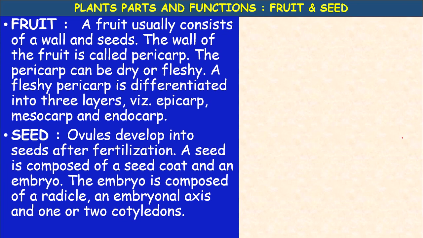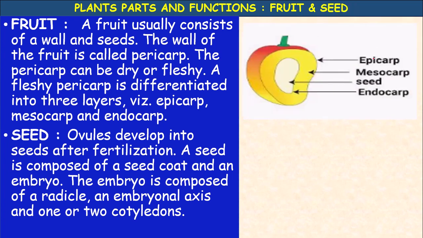The pericarp of a fleshy fruit is differentiated into three layers. What are they? Epicarp, mesocarp, and endocarp. Outer epicarp, middle mesocarp, and inner endocarp. A fleshy fruit consists of the outer layer called pericarp, and that pericarp is divided into epicarp, mesocarp, and endocarp. Okay, now come to the seeds.